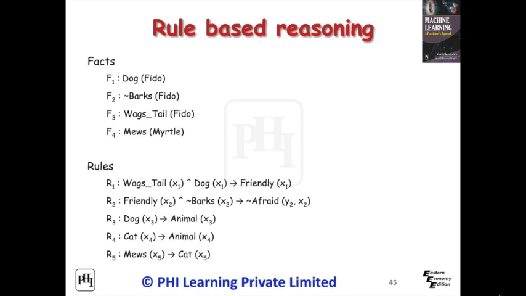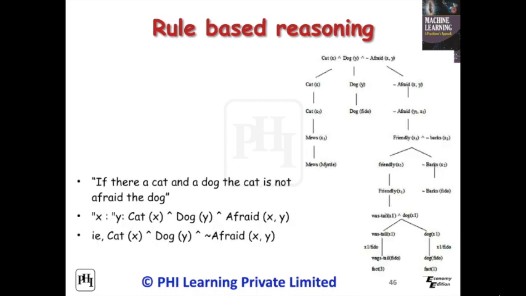Consider this example for backward reasoning. If there are a cat and a dog, the cat is not afraid of the dog. Solve the problem by backward reasoning. The solution is given in the figure.